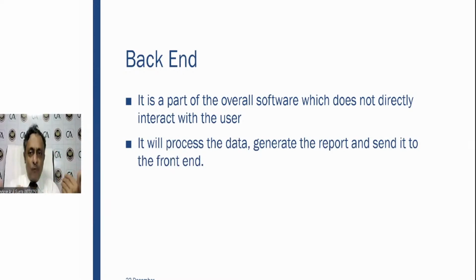Just take the example of the institute itself. When you fill your exam form, the exam application online, you're interacting, that is the front end. When you submit and it is processed at the institute server or database, that becomes the backend. The processing is done, validations are done, and then you are sent your admit card. That is the output of that system.